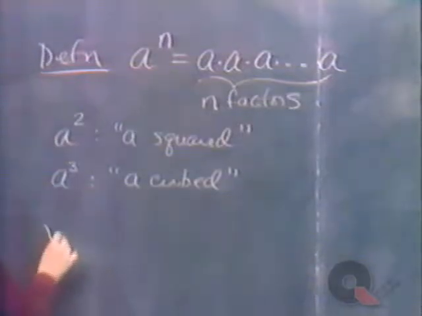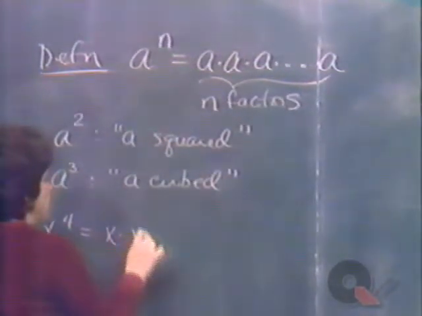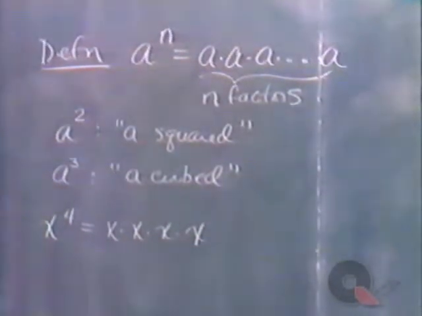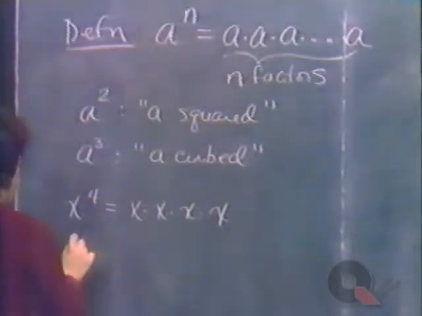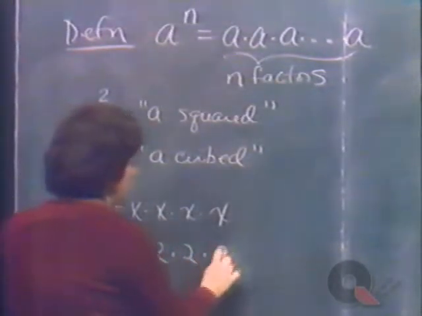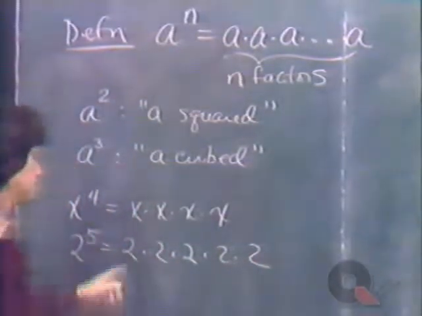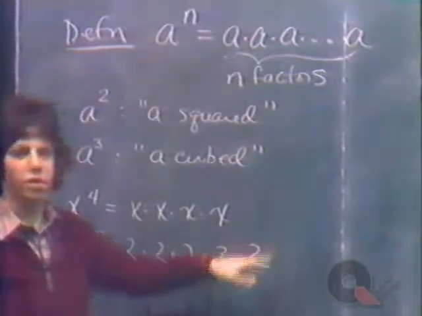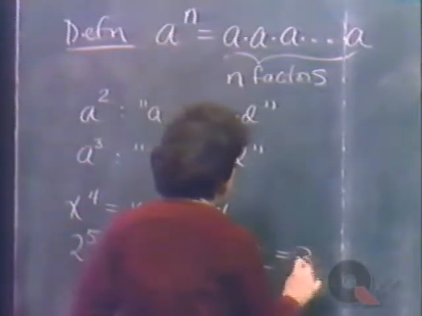So, for example, if I have x to the fourth power, I mean x times x times x times x. There are 4 factors here. 2 to the fifth power is 2 times 2 times 2 times 2 times 2. 2 times 2, that's 4, times 2, 8, times 2, 16, times 2, for an answer of 32.